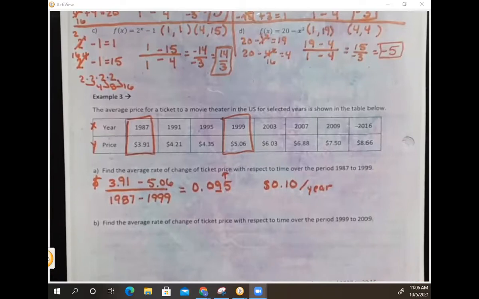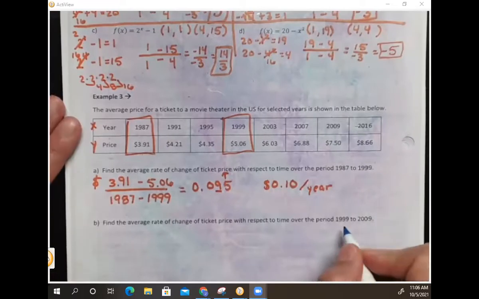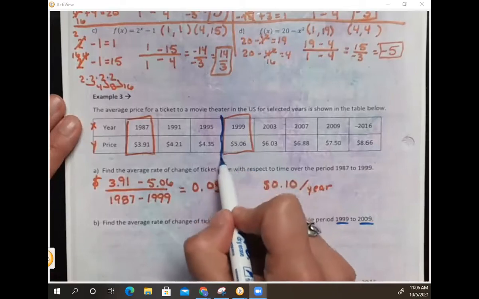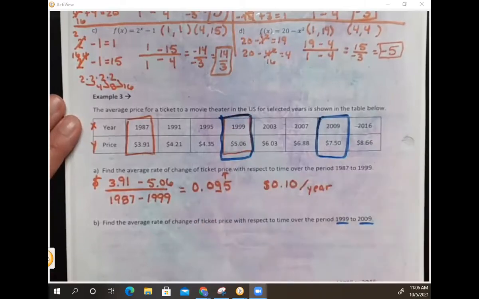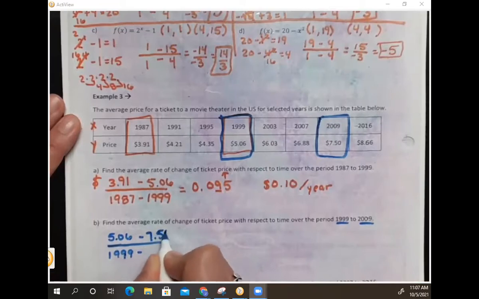For B, we're using the same information. We're just finding that rate of change over 2 different years. This time we're going to look at 1999 and 2009. Remember, money is on top, so this would be 506 over 1999 minus 750 over 2009.